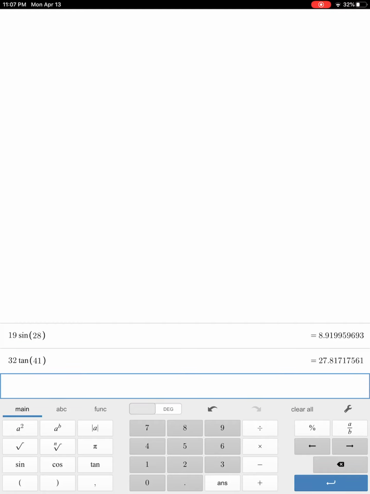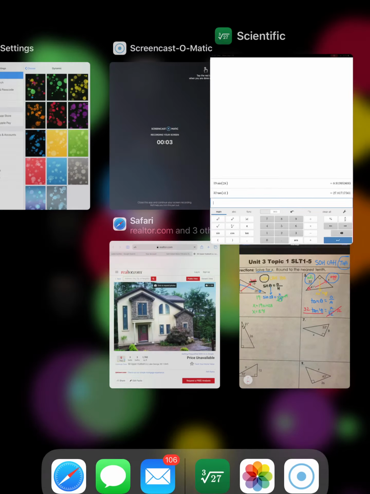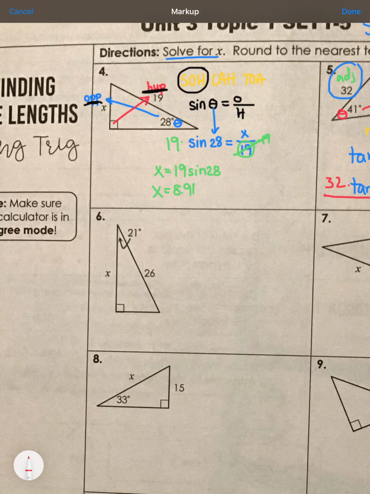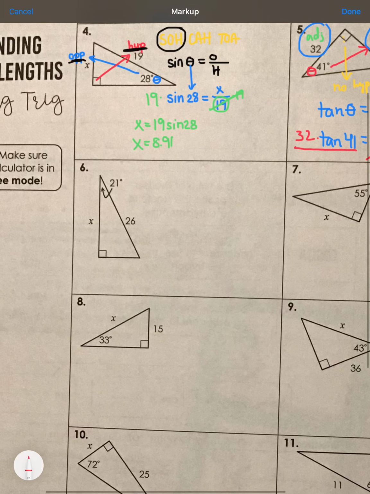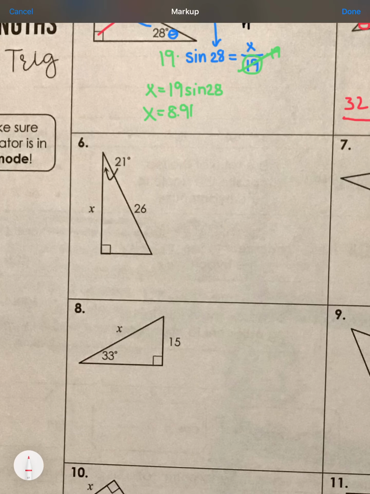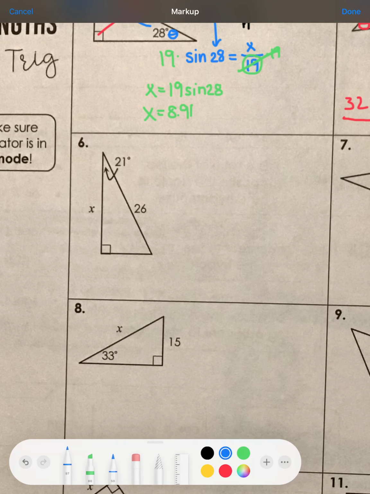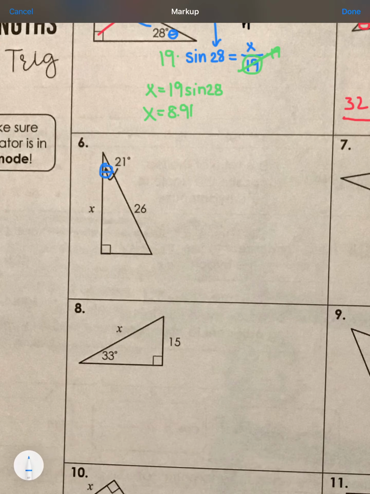And we're going to put this in the calculator. 32 tangent 41. And we get 27.81. And that's your answer. We're going to keep going through these.